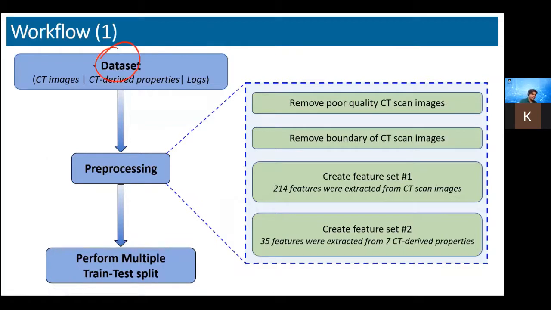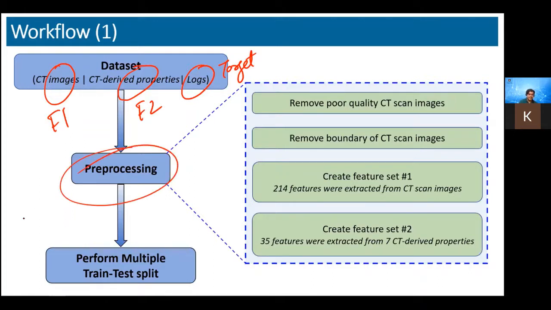We have the data set. It has feature set 1, CT images, feature set 2, which is CT derived properties, and it has a target. So we have the target, feature set 2, feature set 1. We have the data ready. But at this level, we cannot do anything. We have to perform some feature extraction. And before feature extraction, we have to perform cleaning, pre-processing.